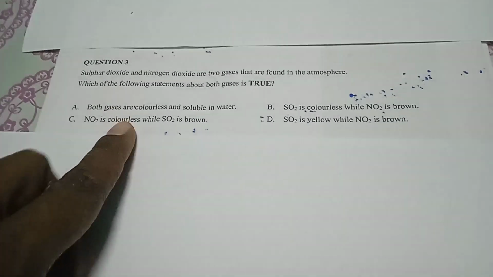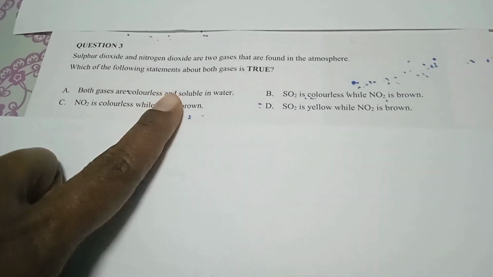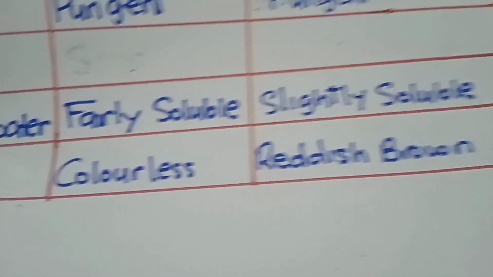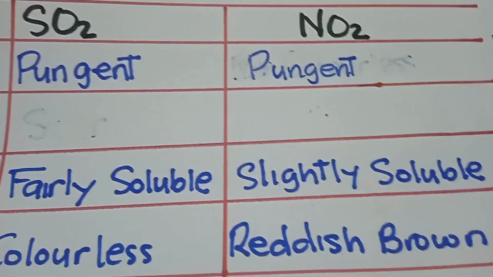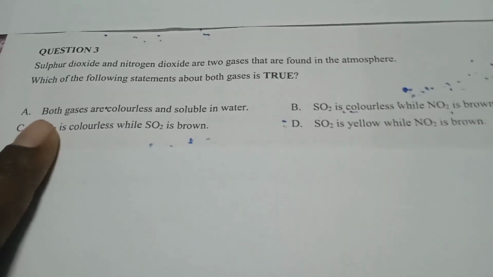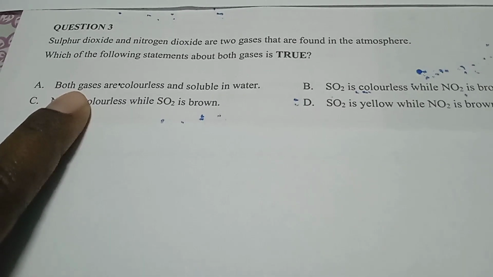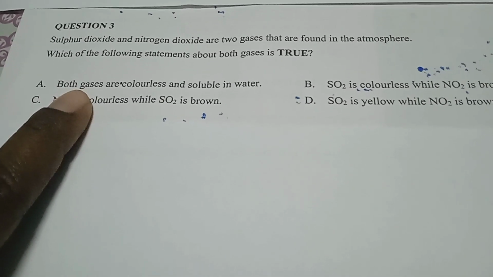Okay, coming back to the question, when you look at this and compare the properties, you may come up with the answer now. The first one says both gases are colorless, but according to our findings here, sulfur dioxide is colorless while nitrogen dioxide is not. So the selective answer A is wrong.